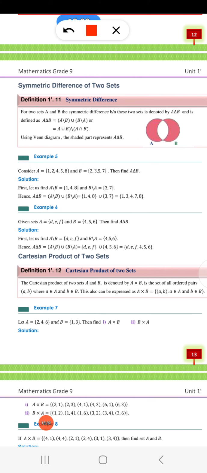A difference B is defined as A delta B, or symmetric difference. It is called symmetric difference. This means A symmetric difference B, or A delta B. A delta B is equal to A without B union B without A, or A union B without A intersection B.